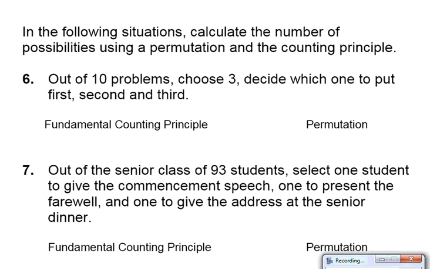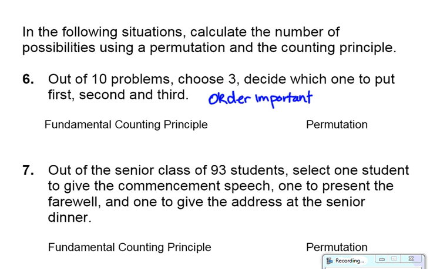All right, so for the next few problems, we're going to calculate the number of possibilities using first the counting principle, and next we're going to use permutation to come up with the answer. So number 6: out of 10 problems, we're going to choose 3 of them, and decide which one to put first, second, third. Say I'm making out a test from this test bank, and I want to choose 3 problems. I've got to decide which order to put them in. So order is important.